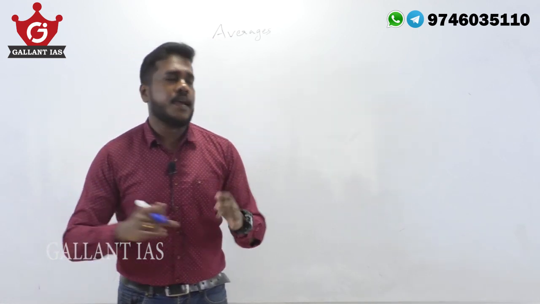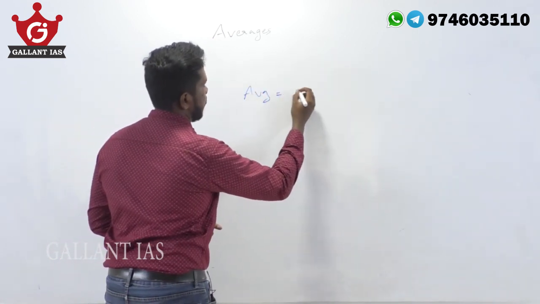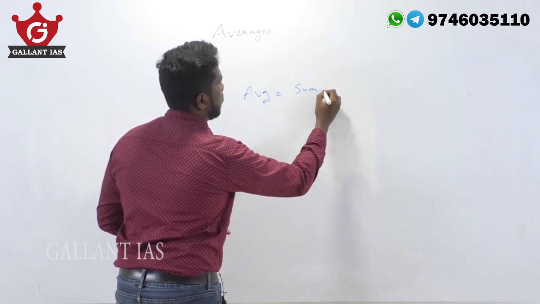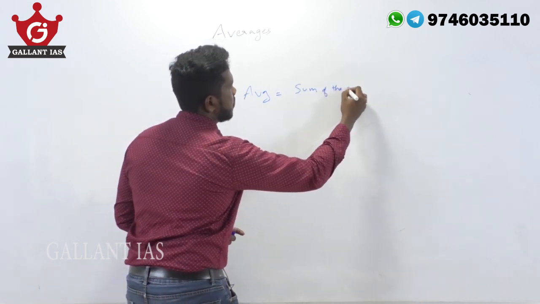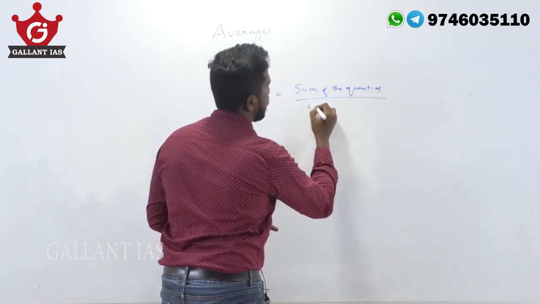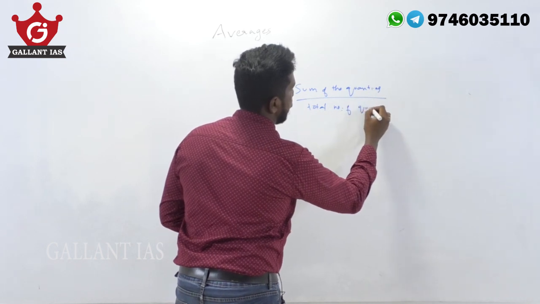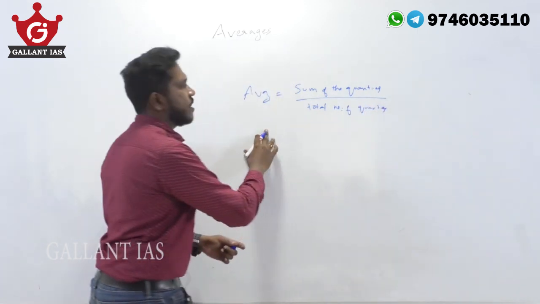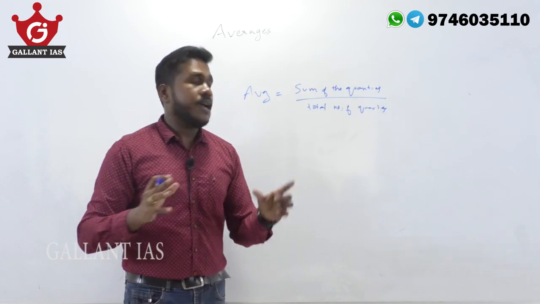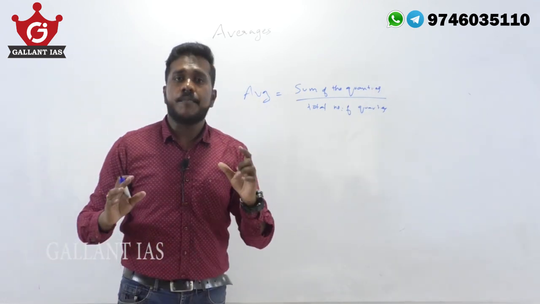The equation to find the average is: average is equal to the sum of the quantities divided by the total number of quantities. This is the basic equation in order to find the average. Average means the sum of the quantities all divided by the total number of quantities.